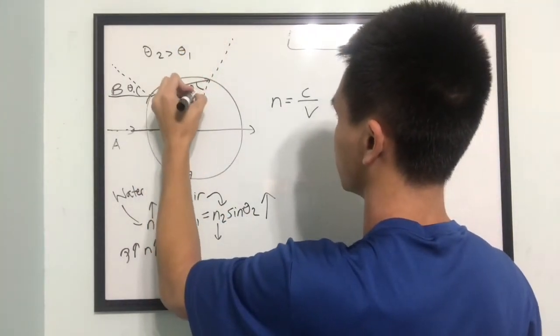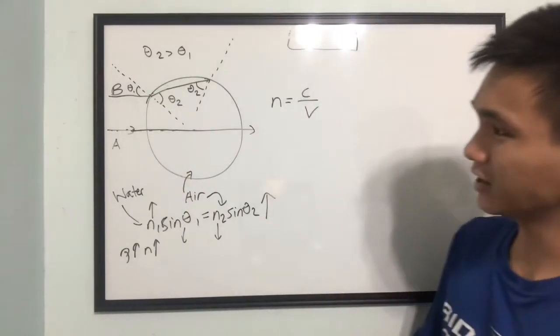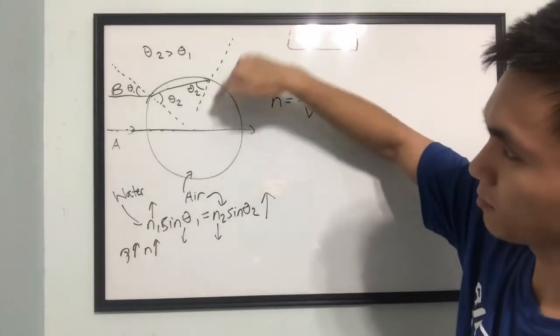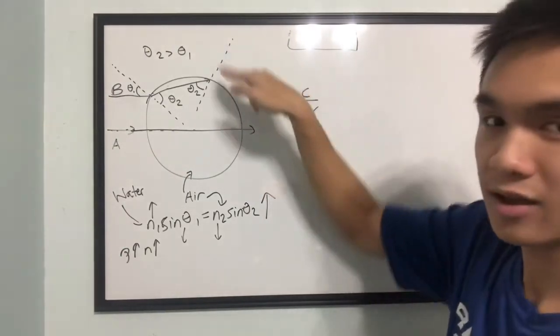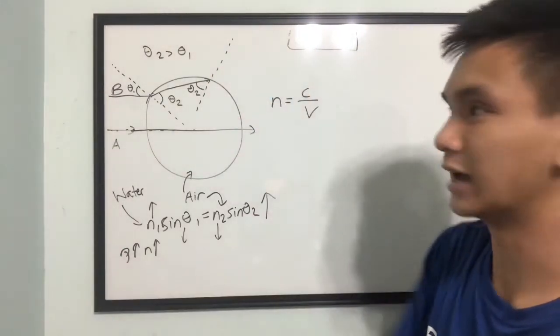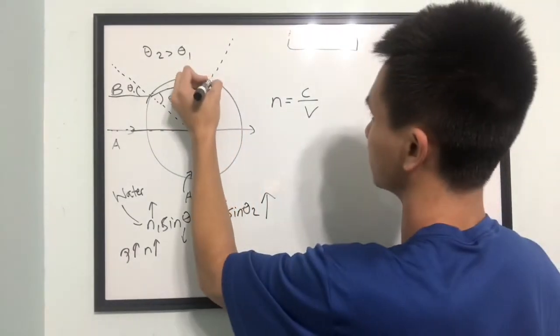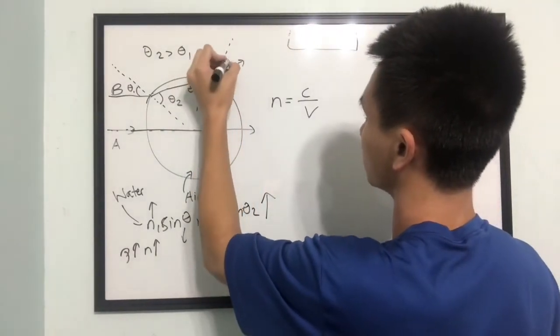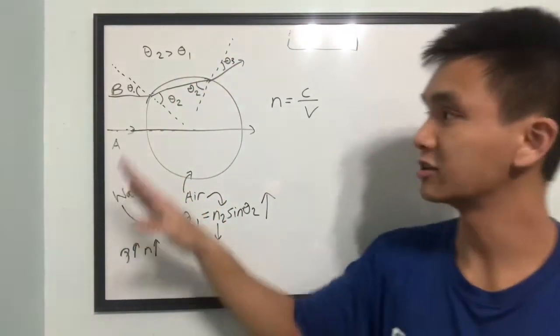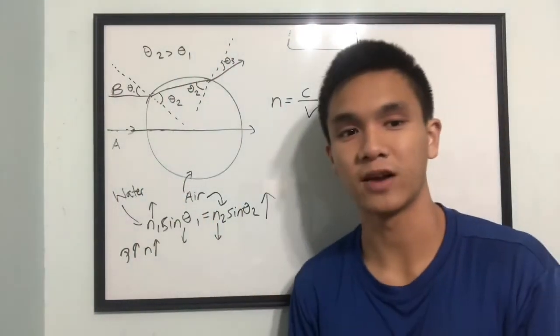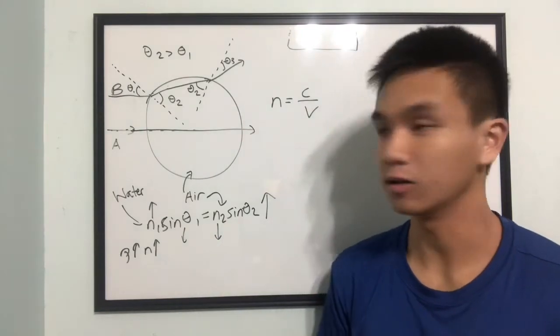Let's call this angle theta 2. And finally, it's going from less optically dense to more optically dense. Therefore, the sine of this new angle over here is going to be less, right? Therefore, the angle is going to be smaller. By the way, the angle is with respect to the normal line. Notice, why I drew the normal line is to establish a reference point for this refraction angle. Okay? Part B.